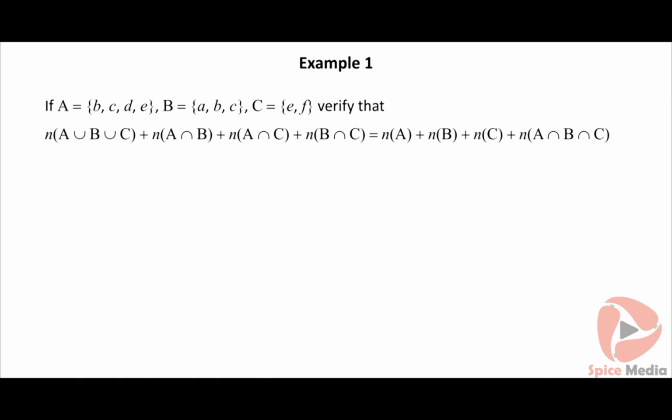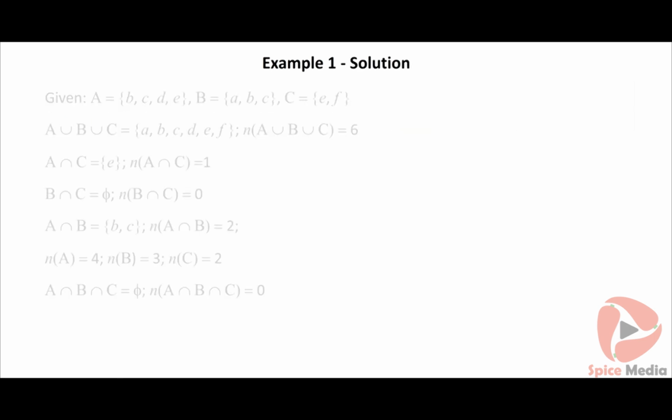Now let's look at an example to understand sets in a better way. If A is equal to {B, C, D, E}, B is equal to {A, B, C}, C is equal to {E, F}, verify that n of A union B union C plus n of A intersection B plus n of A intersection C plus n of B intersection C is equal to n of A plus n of B plus n of C plus n of A intersection B intersection C. Click on the solution button to view the solution.